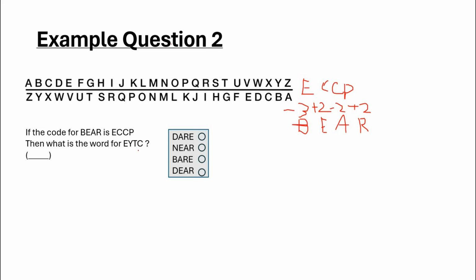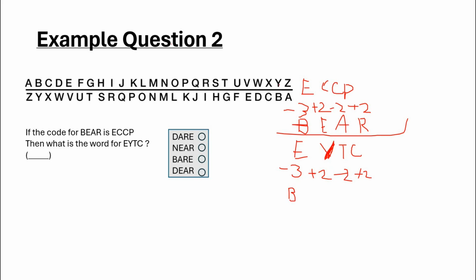So now we have to write our code given, that's a Y, EYTC. Just do that. And now we have to write the steps. Minus 3, plus 2, minus 2, and plus 2. So E minus 3 is 1, 2, 3, B.